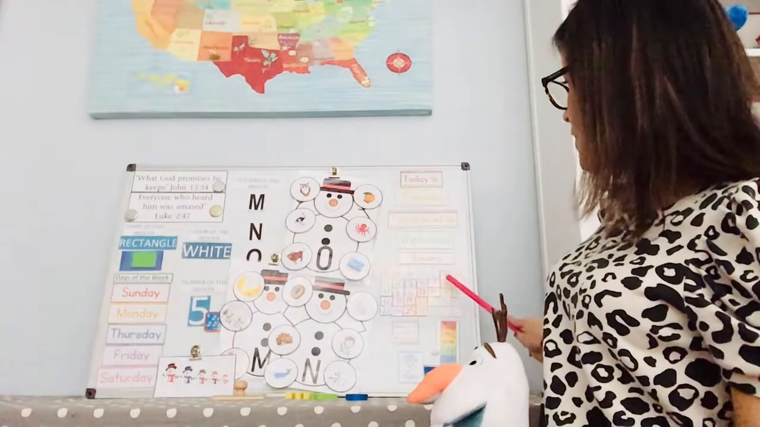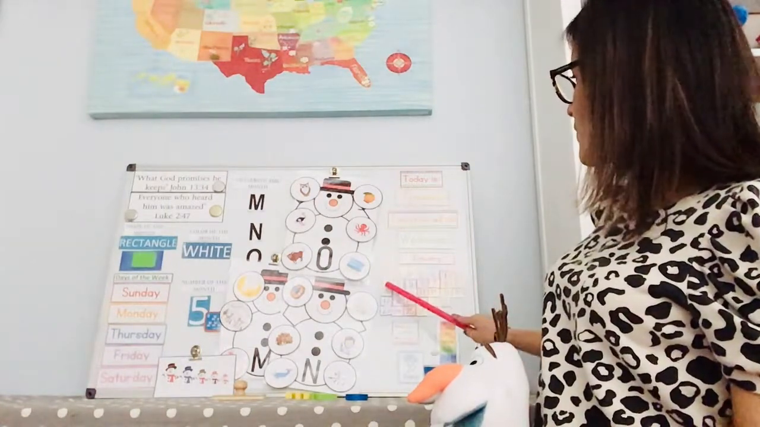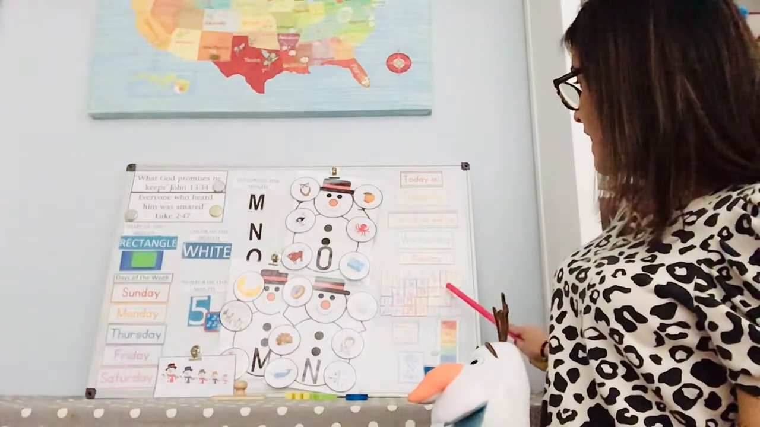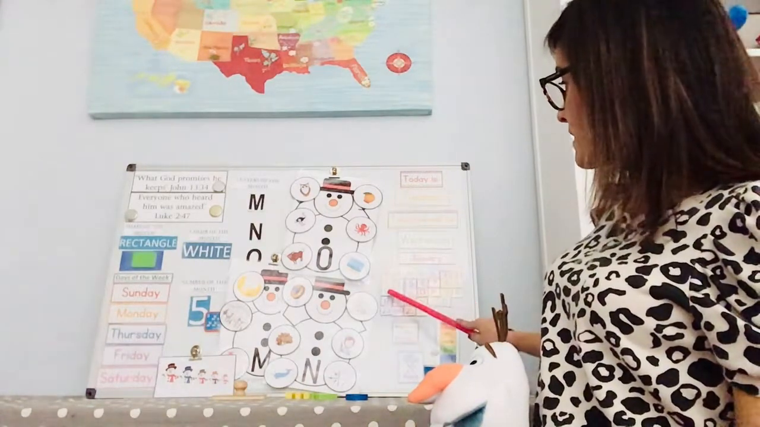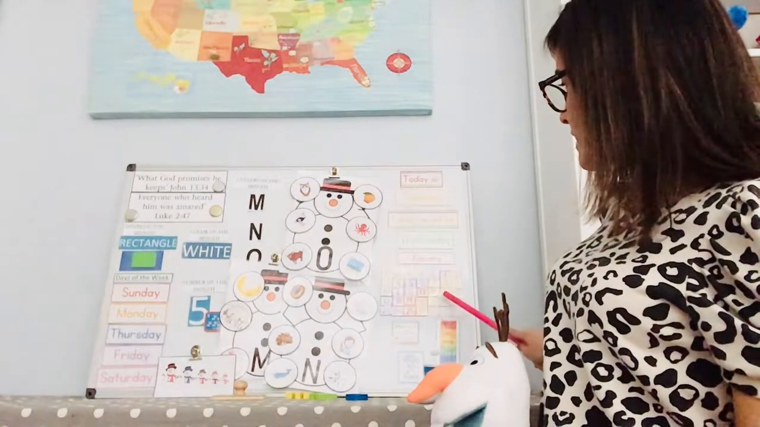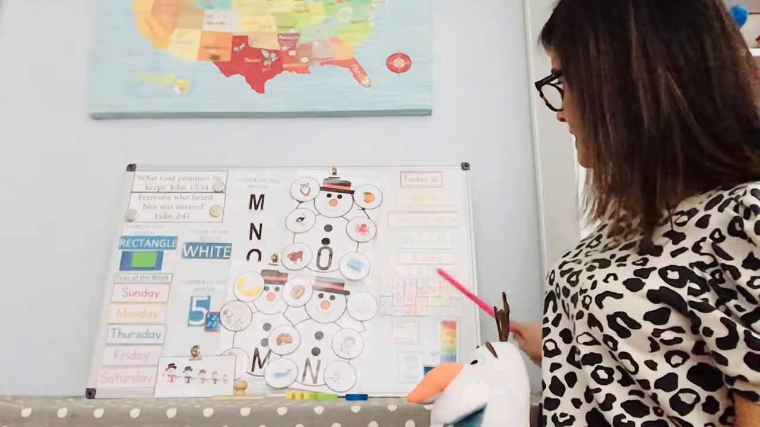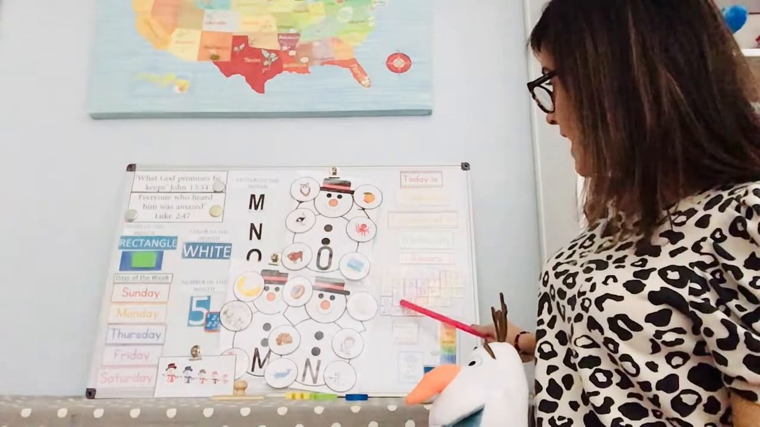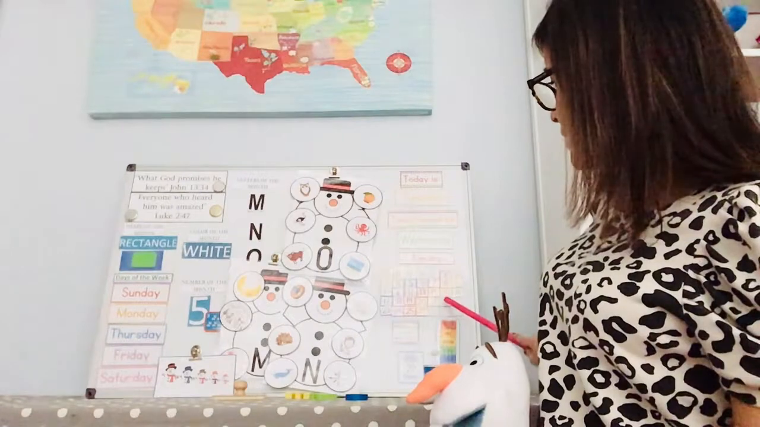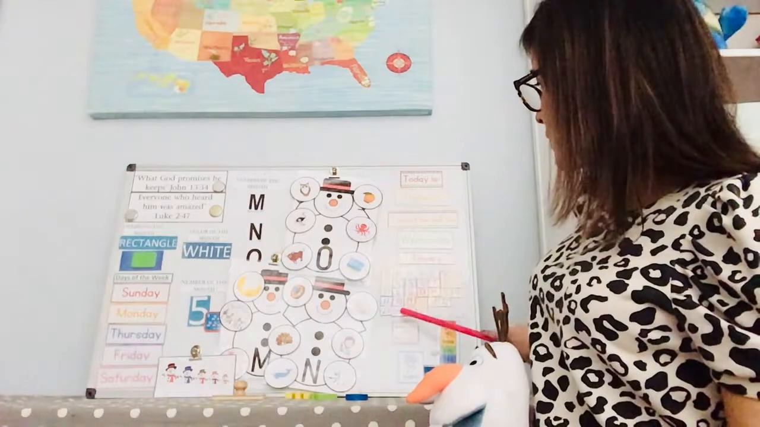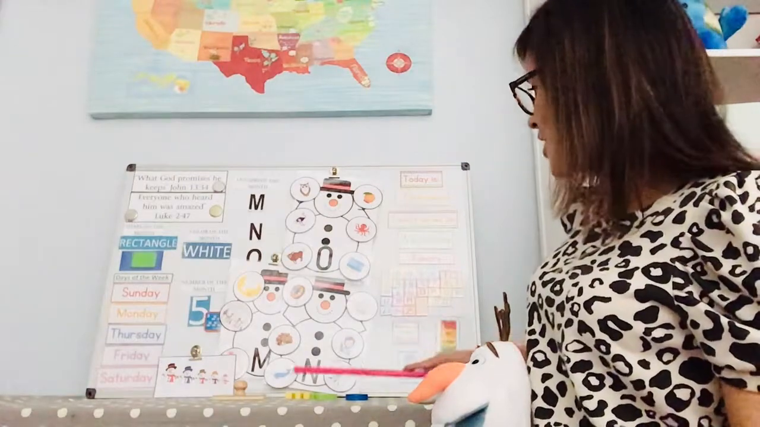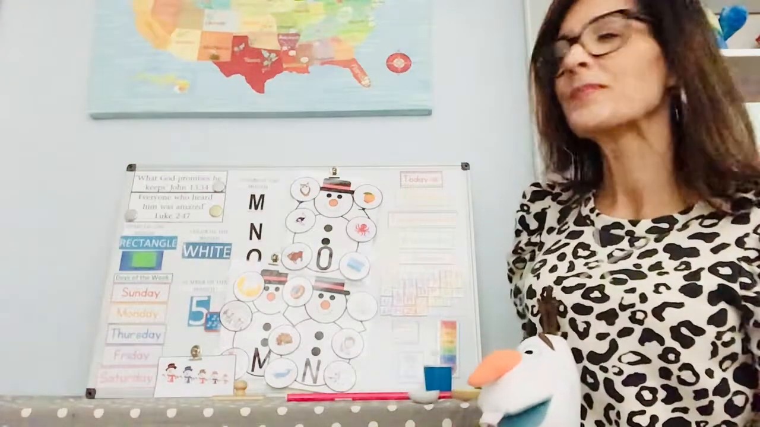Let's count. 1, 2, 3, 4, 5, 6, 7, 8, 9, 10, 11, 12, 13, 14, 15, 16, 17, 18, 19, 20, 21, 22, 23, 24, 25, 26. Wow, that's a big number.